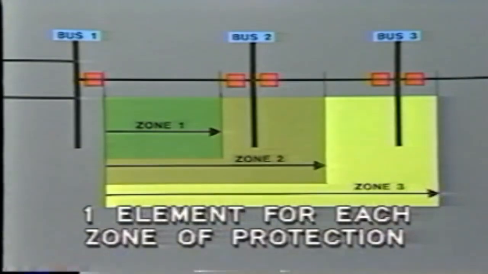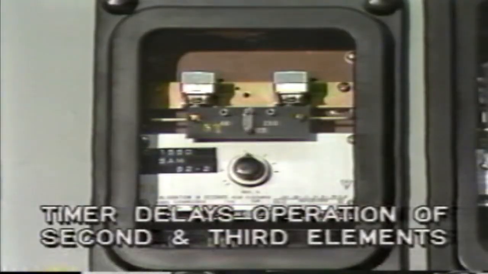Usually, a second element is installed to protect the remainder of the line and reach out into the second zone. A third element may be added to reach even further, and so provide backup protection for the first and second zones. In each case, a timer is added so as to delay operation of the second and third elements, in order to allow the primary protection to operate in those zones.